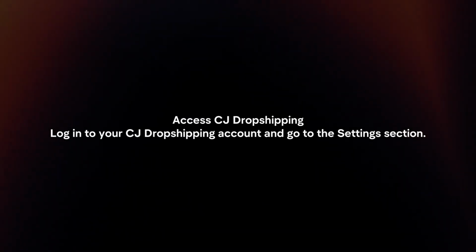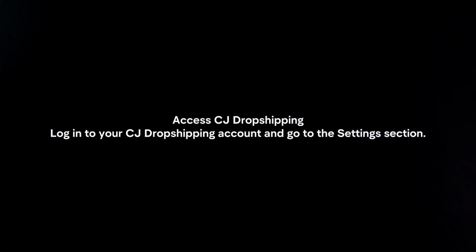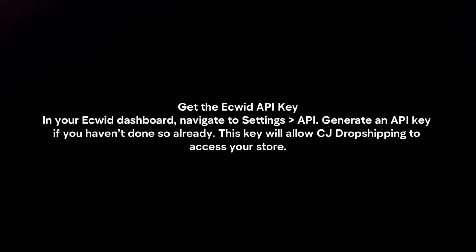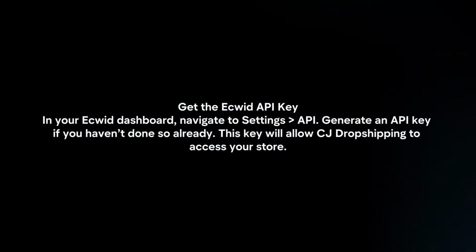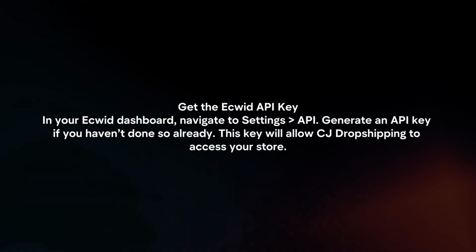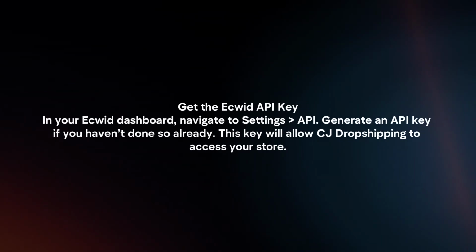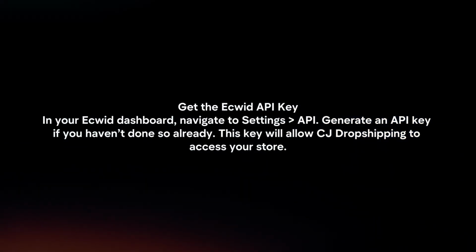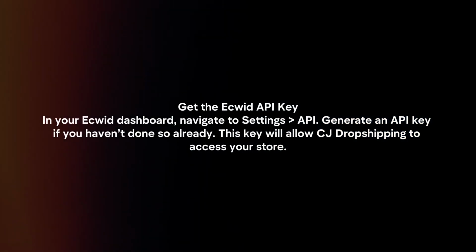Access CJ Dropshipping. Log into your CJ Dropshipping account and go to the settings section. Get the Ecwid API key. In your Ecwid dashboard, navigate to Settings, API. Generate an API key if you haven't done so already. This key will allow CJ Dropshipping to access your store.